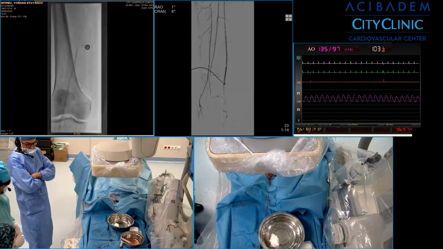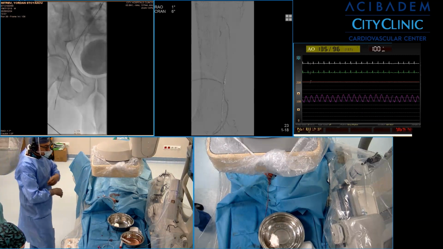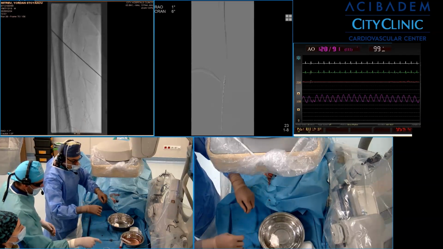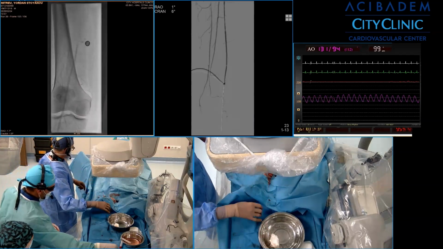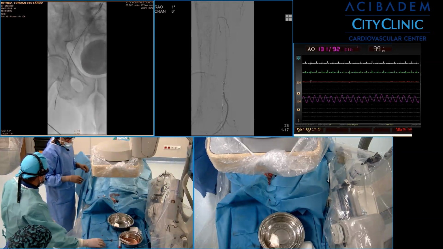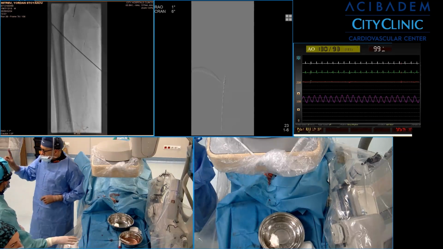Okay. Any comments from your part? I think it's a very good result. The patient is claudicant. We must not be very aggressive, so as not to result in dissection and stenting at the end. So this is quite a good result, I think.